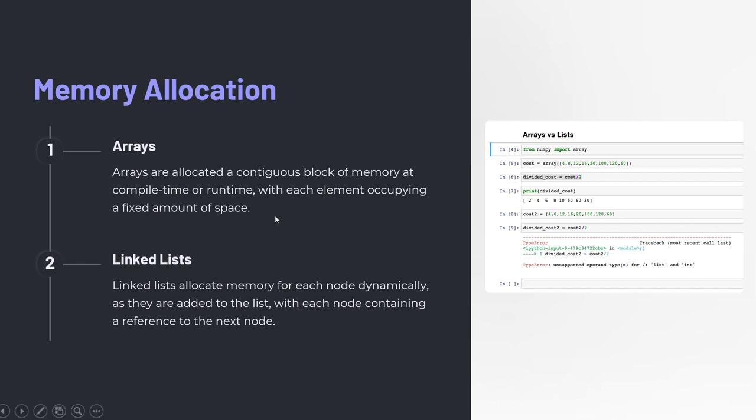So arrays are allocated a contiguous block of memory at compile time or runtime, with each element occupying a fixed amount of space, which is very basic. While linked lists allocate memory for each node dynamically, as nodes are added to the list, with each node containing a reference to the next node. So this is one of the features of linked list, that the memory is dynamically allotted. So whenever we are using a linked list, we don't need to give the size in advance.